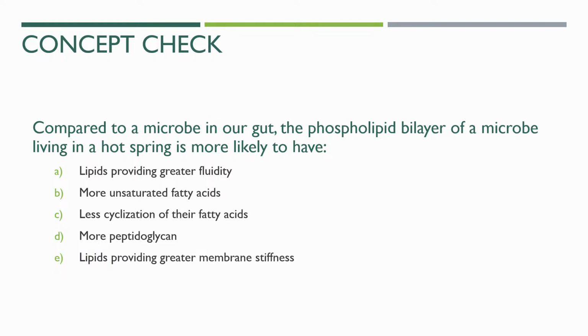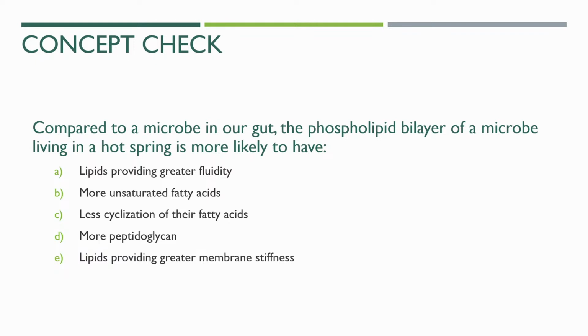Yeah. Sorry? E? Yep. So, okay, so let's think about this for a second. That's correct, it's E. So, a microbe living in a hot spring, what does temperature, high temperatures, do to the actual structure? It's going to degrade it, it's going to destabilize it. So a microbe that's living in a really hot environment has to have a really strong membrane. So you would need lipids that will help provide greater membrane stiffness.